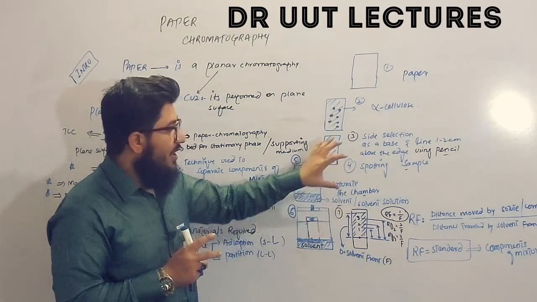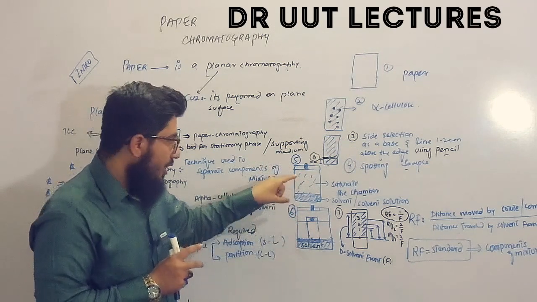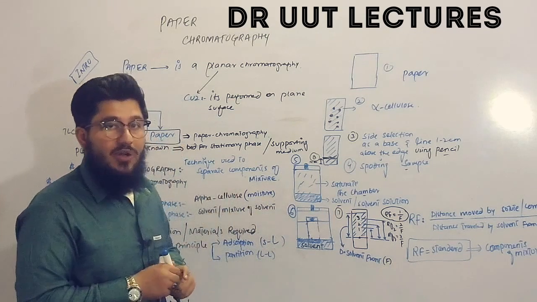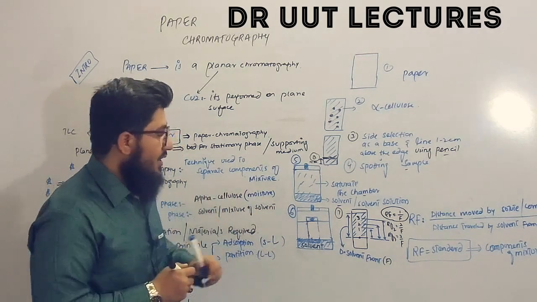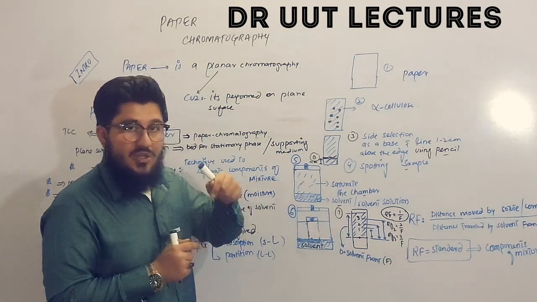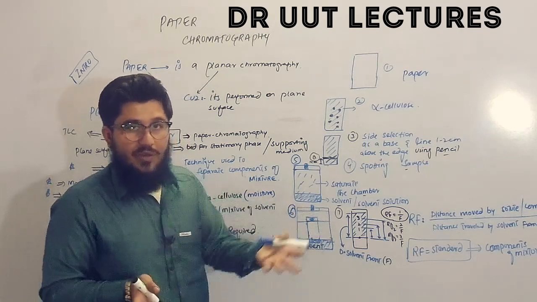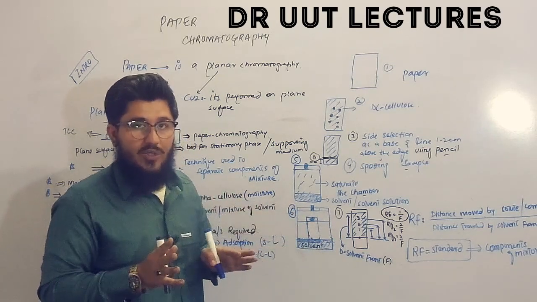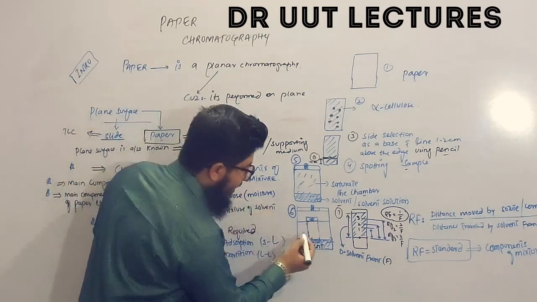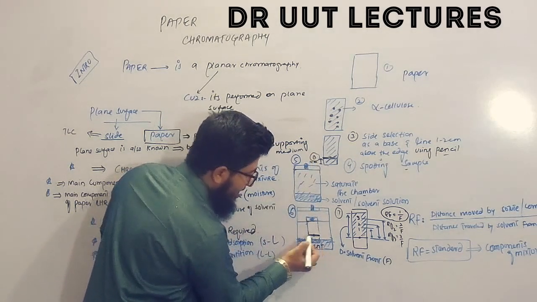Now you will take this spotted stationary phase and hang it in the saturated chamber. One very important thing is that you must take care that the baseline on which you have spotted the sample must not be dipped in the solvent. If it is dipped, then the sample will dissolve in the solvent, your chromatography will fail, and it will be of no use. So you must dip it in a fashion that the baseline stays above the solvent. So this is our baseline.